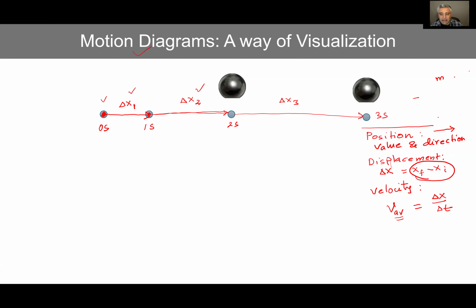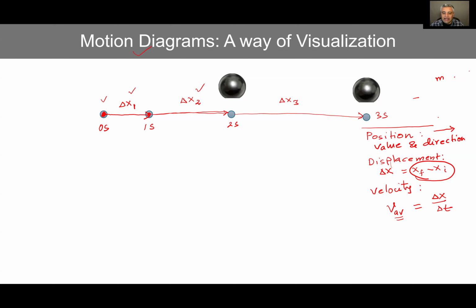So now you have displacements from the dots, the positions you had. These dots are called motion diagrams. From a motion diagram, you can tell about the position and how the position is changing, meaning displacement. So what do you think? Is displacement the same during the first second, second second, and third second interval?